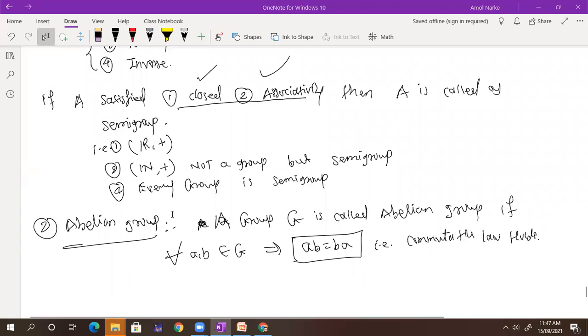Now your homework task: give me examples of abelian groups. Then in tomorrow's lecture we will discuss the ring and its properties. Okay, we will stop here then. Please, I request everyone, put your attendance in the chat box. Any doubts here? So we have to find examples of abelian groups, right? Yes, that is the homework task for you.